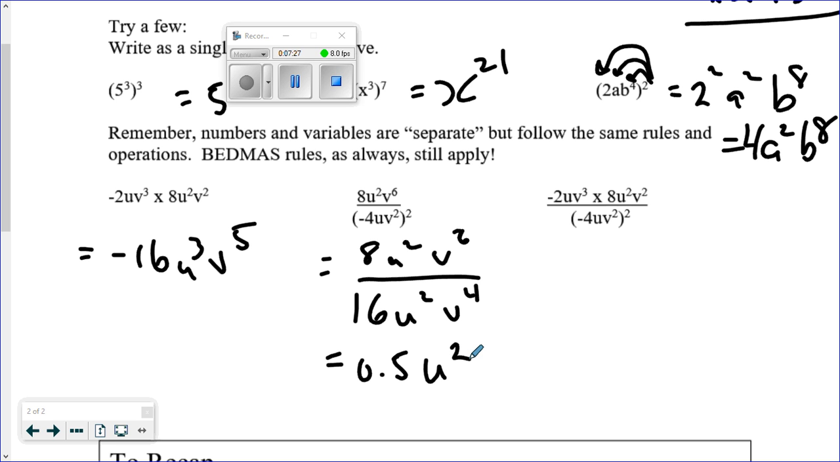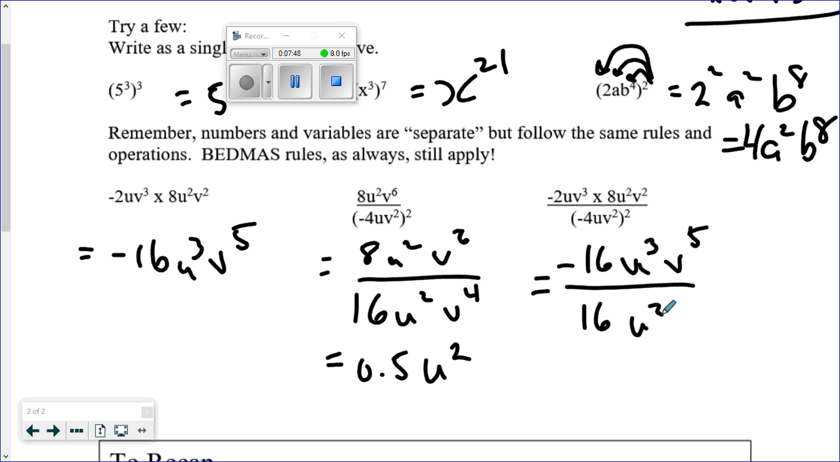Okay, and that last one, again, remembering BEDMAS, I can do two things at once. So negative 2 times negative 8, negative 16, u to the 3, v to the 5. Again, that negative sign is inside the bracket, so it makes it a positive 16. And divided out, negative 16 divided by 16 is negative 1. I don't have to write the 1. Just assume that it's there. Negative UV.